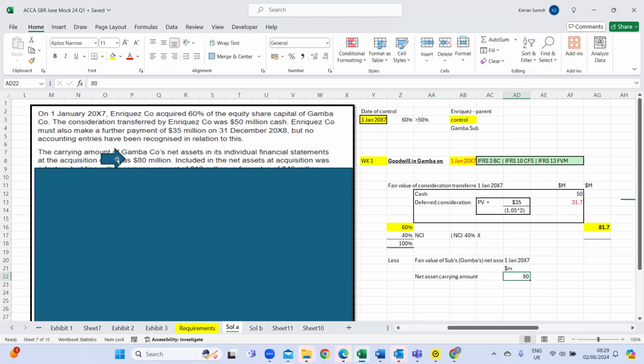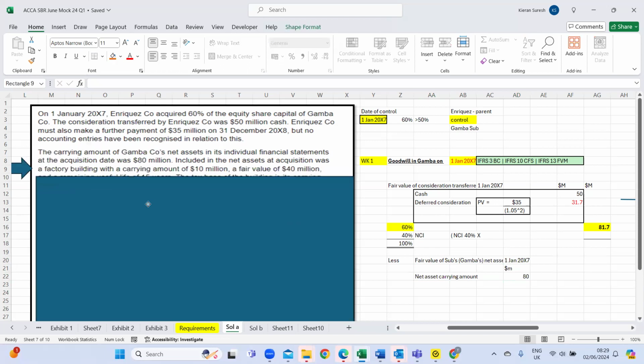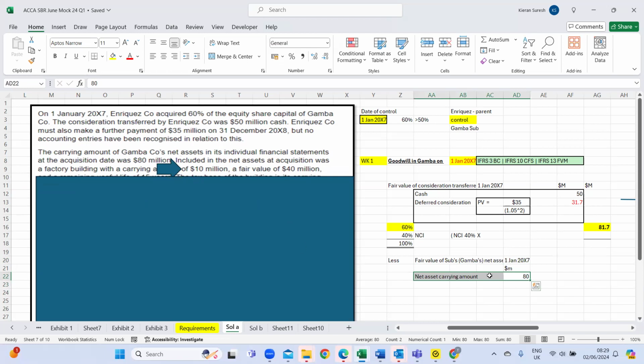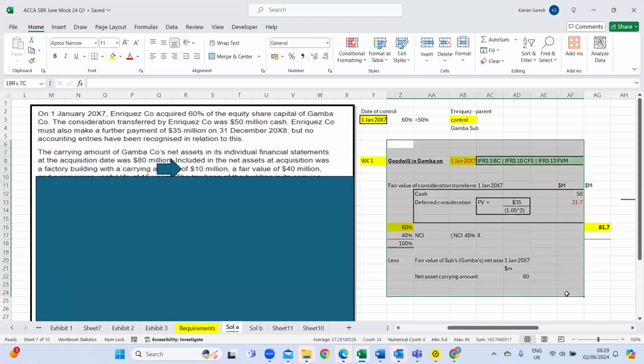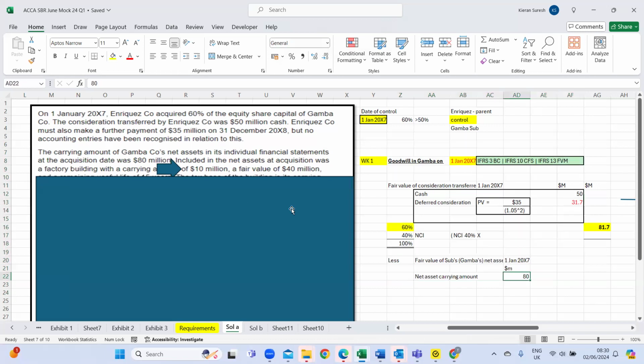And then they said, included in the net asset acquisition was one figure, which was a factory, with a carrying amount of 10 million. That means within this 80 million, there is a factory worth 10 million. They had it only at its carrying amount. We know that when we prepare the goodwill working, every asset and liability that we get from the subsidiary must be recorded at its fair value. So they have given us only the carrying amount, and we need to bring that to the fair value.